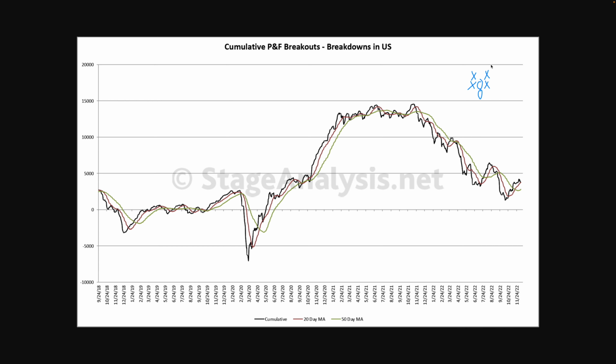You make a high on here. Basically, the column of X's. I'll do it again. You've got your column of X's, you've got your column of O's, you start to reverse and make a higher high here. So that's what we call a double top breakout.